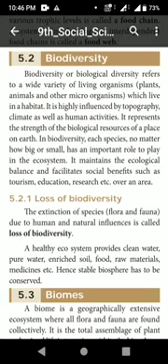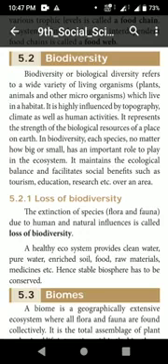Okay, so listen carefully. What do you mean by biodiversity? It is a wide variety of living organisms. Okay, so which are the things included in the biodiversity? That is topography, climate and human activities. So whether the species is big or small, it has an important role to play in the ecosystem also. So it maintains the ecological balance and facilitates social benefits such as tourism, education, research, etc. over an area.